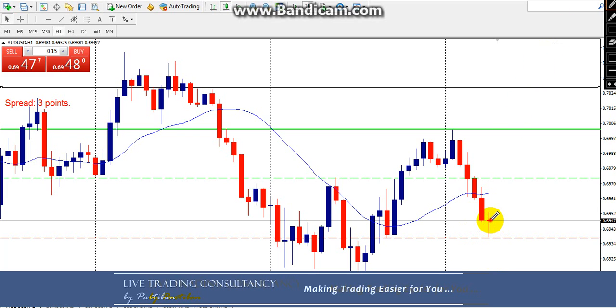So what will happen is, if price goes up, retraces up, and closes above 69.80 and gives a pullback, I'll become a buyer here. I'll place a buy order and I'll place my take profit at this level. And if at all it breaks below this zone and retests, I'll become a seller and I'll place my take profit at this level.